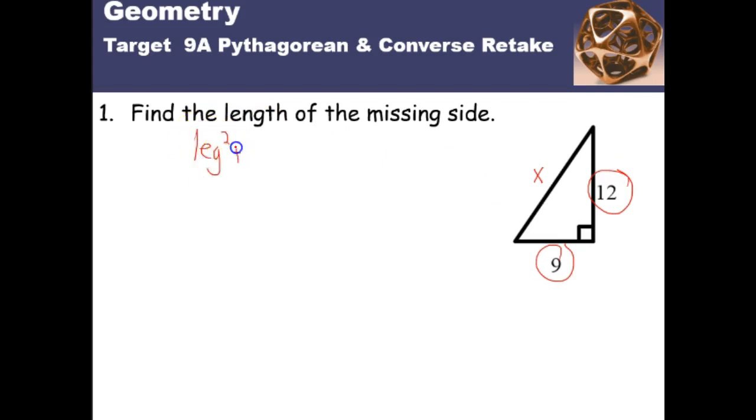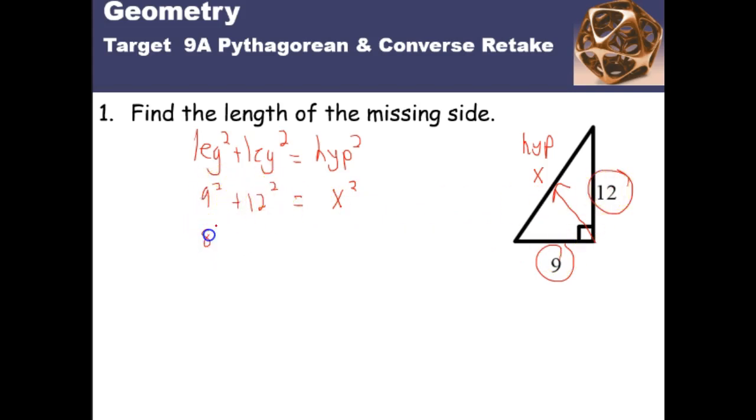And remember, the Pythagorean theorem is length squared plus length squared equals the hypotenuse squared. So I need to find the hypotenuse. That's the side across from the right angle. If I put the hypotenuse in the wrong place, I'll get the wrong answer. So my hypotenuse is x. So x squared, and then my legs are 9 and 12.